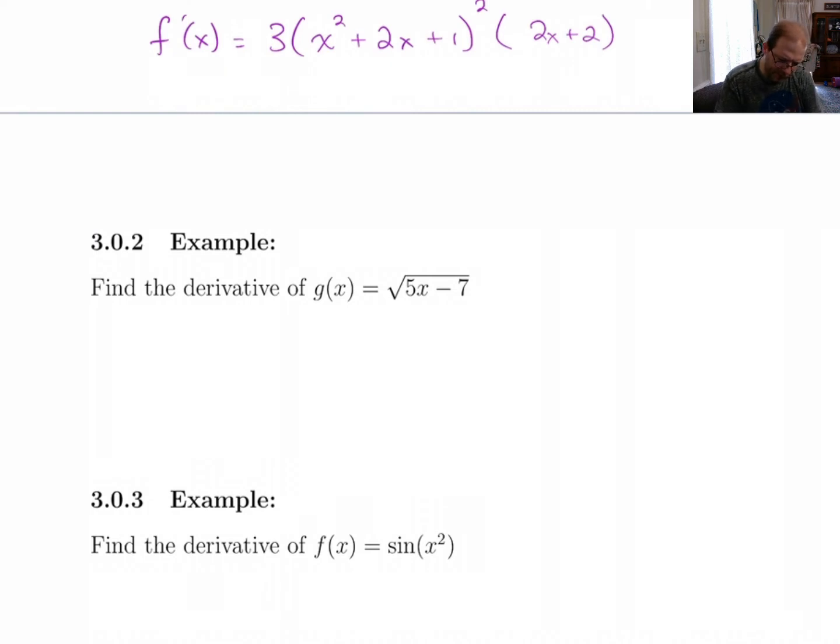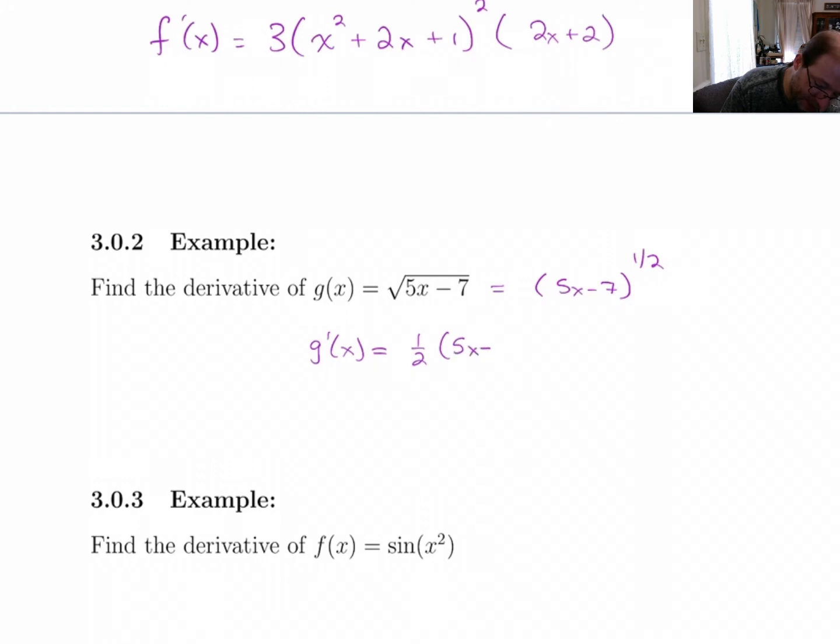Okay, let's look at this one. Find the derivative of g of x equals the square root of 5x minus 7. All right, our inside function here is 5x minus 7, and the square root is the outside function. So I'm going to rewrite this as g of x is 5x minus 7 to the 1/2 power. And so g prime is going to be 1/2 times 5x minus 7 to the negative half. Then we have to multiply by the derivative of the inside function, which is 5.